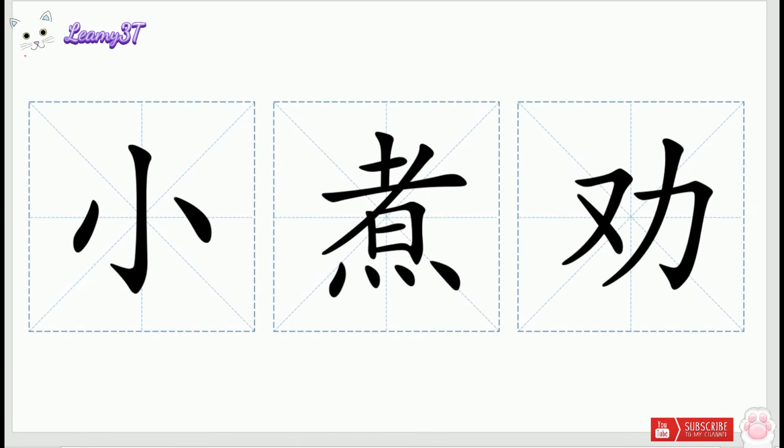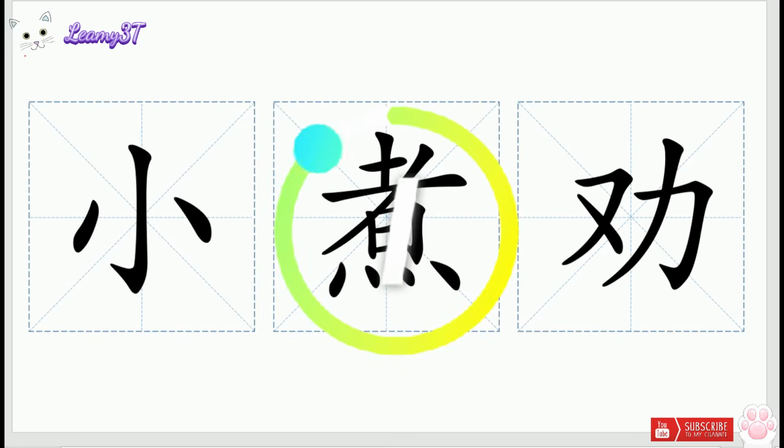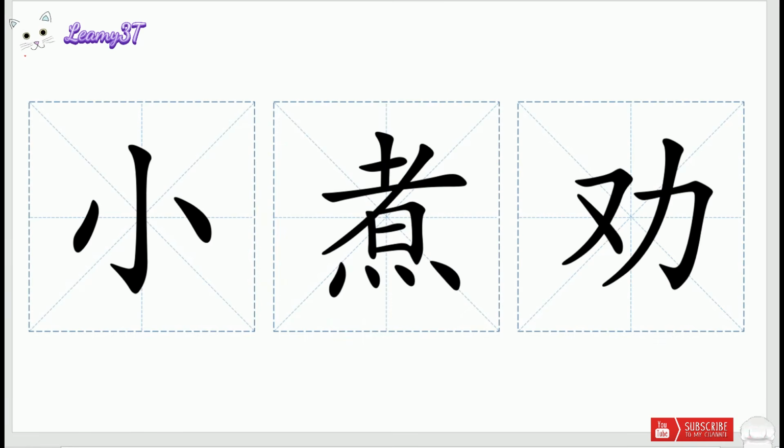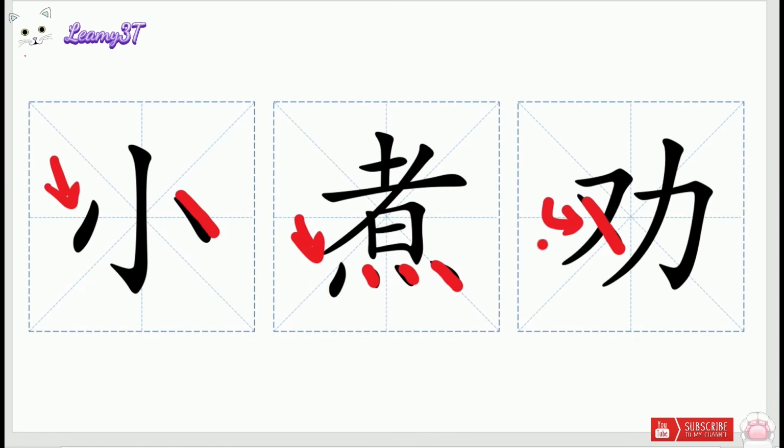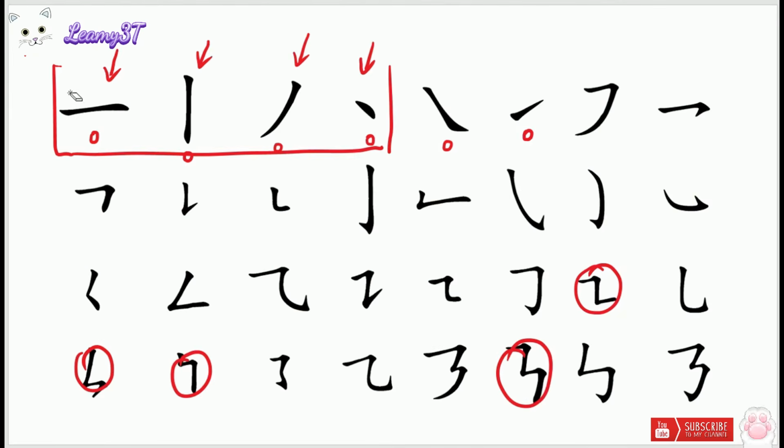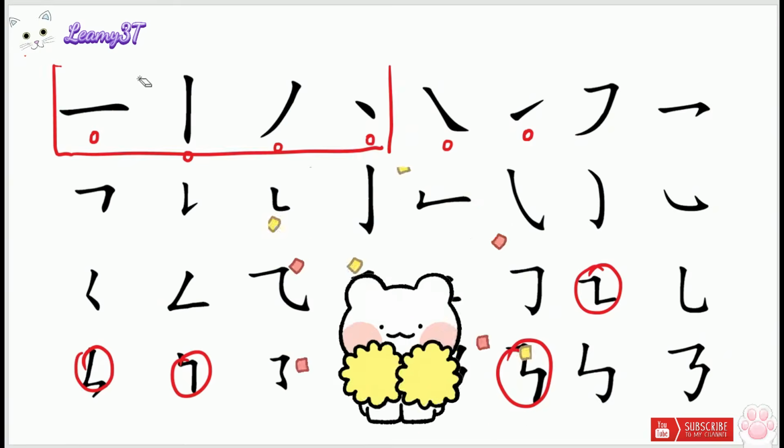Please note that the direction of the diǎn is toward the bottom right. If it's pointing to a different direction, it's not diǎn. Have you found all of them? Let's check. Diǎn, diǎn, diǎn, diǎn, diǎn. Okay, this one and this one, they are both called 撇. They are not diǎn. This one is diǎn, it's just longer. So now we have learned 4 basic strokes. We finished.